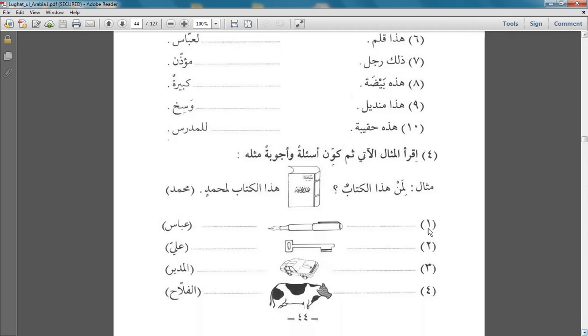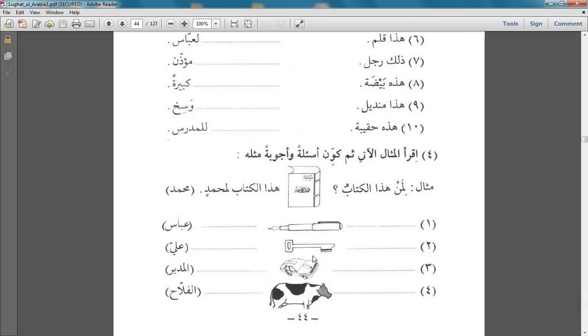The next example. اقرأ المثال الآتي ثم كون أسئلة وأجوبة مثله. Look at the following example and then make sentences similar to the example. So the question is, لمن هذا الكتاب؟ هذا الكتاب لمحمد. So you do the same thing with the following nouns. لمن هذا القلم؟ هذا القلم لعباس.